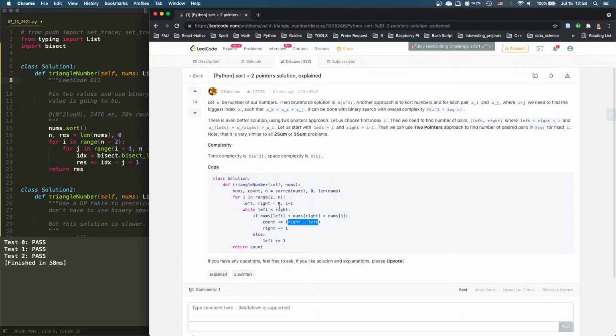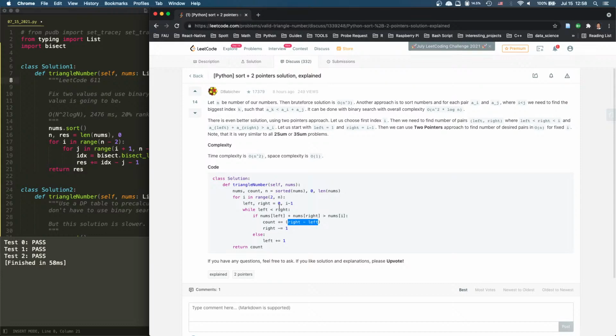These two sum is smaller. What if they're bigger? They're already bigger than this. If they're bigger, then we can move this. I think it should be together, right? If these two are bigger than this, then we move the right. We move the right into a position.